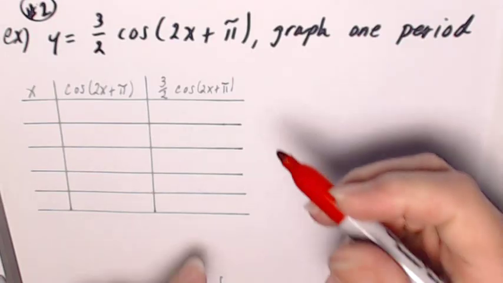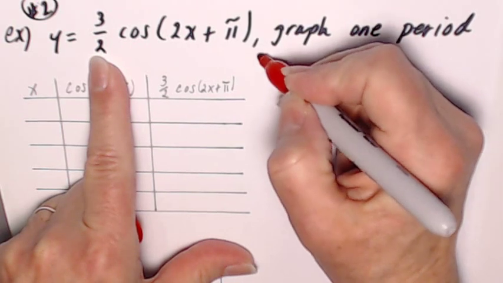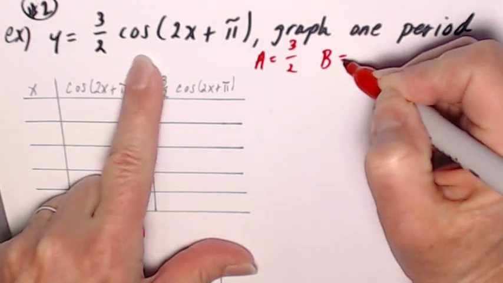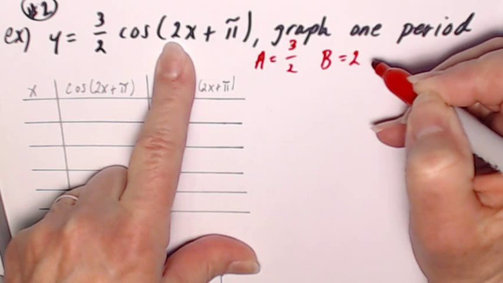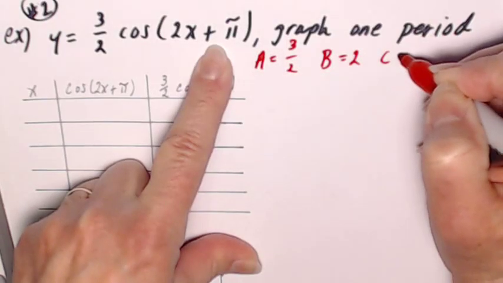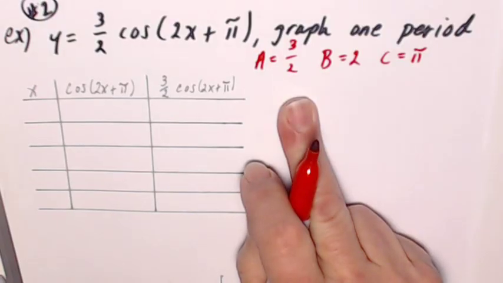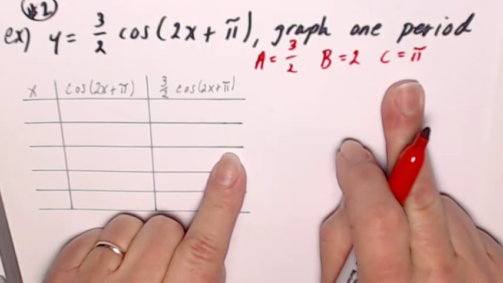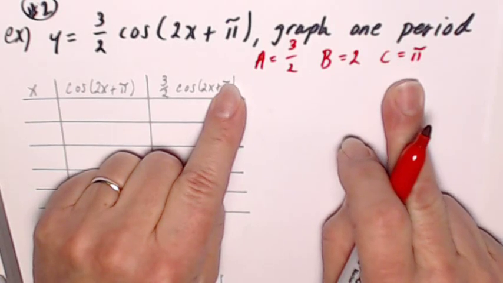So as usual, let's identify the information that we have here, and we can see we're going to have a lot going on in this graph. A is 3/2, B is 2, remember it's the information right in front of the x, and now C is equal to pi. So we're going to have a change in our amplitude, a change in our period, and this C says we're going to have some sort of phase shift. We're not going to be starting at 0, we're going to be starting at another angle.